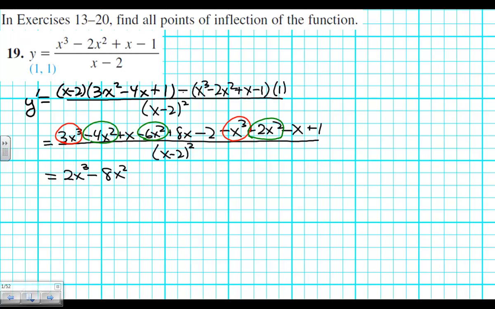All right? Next, in blue, the x terms. Positive 1 plus a positive 8 is positive 9, minus 1, positive 8x. And then our constant terms, negative 1 plus 1 is a negative 1. And that's all over x minus 2 quantity squared. That's the first derivative.